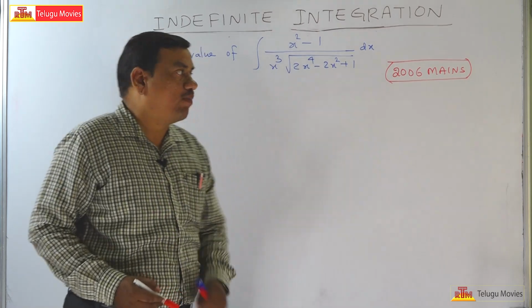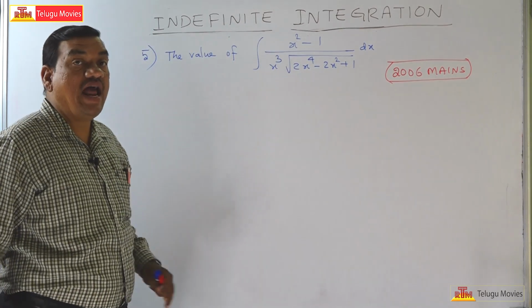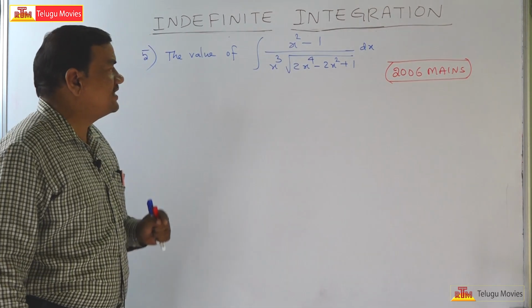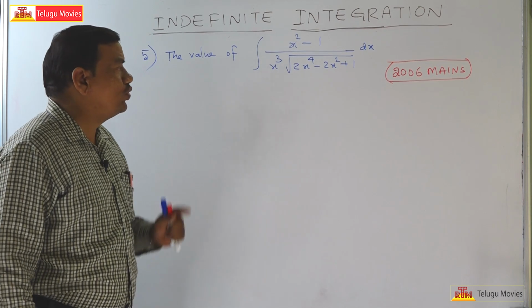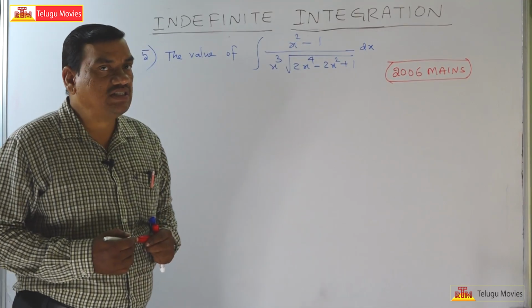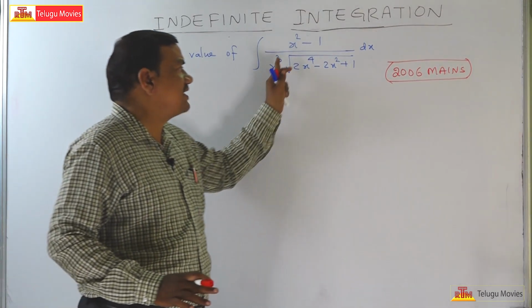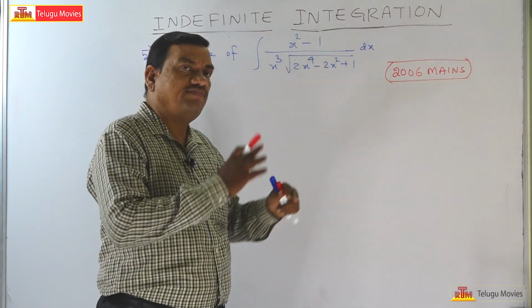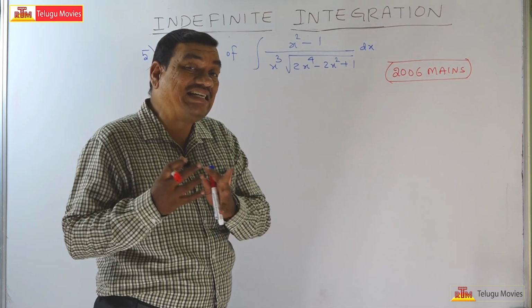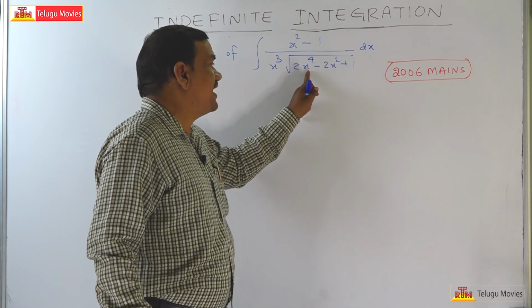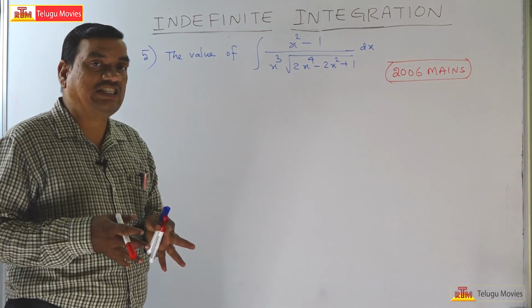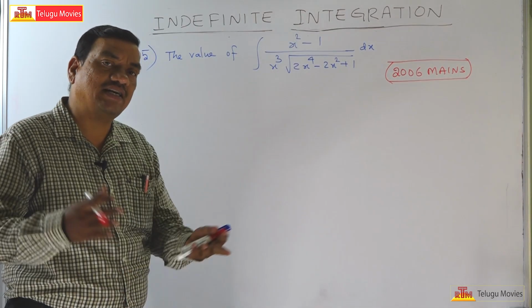Welcome to this problem. The problem is the value of the integral of x square minus 1 upon x cube into root of 2x to the power of 4 minus 2x square plus 1 dx. It was asked in the 2006 JEE Mains examination. Whenever this type of root comes, always try to take the maximum power common outside. Here x to the power of 4 is the maximum power. Take x power 4 common outside, let us see what happens.